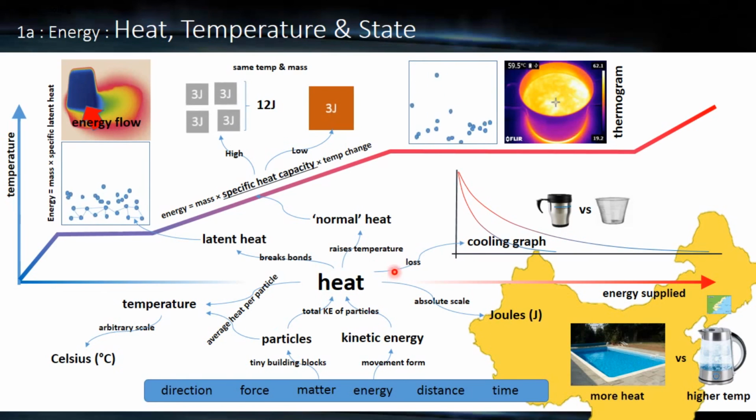So to summarize then, heat, the central concept, is the total kinetic energy of particles, and if we're interested in describing temperature, that's the average heat per particle, and heat can also change state.